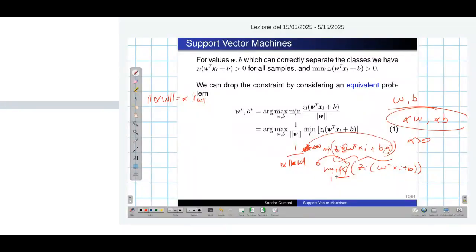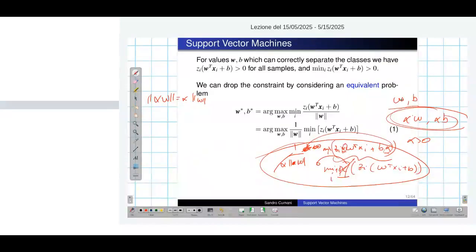And then these two alphas will just simplify. So if I have a solution W and B, the objective function that I have is the same value as for the solution alpha W and alpha B. So actually this objective does not have a unique maximum, but it has at least an infinite number of equivalent maxima.